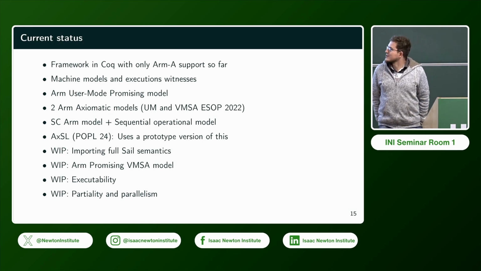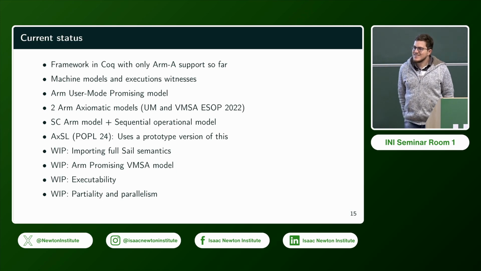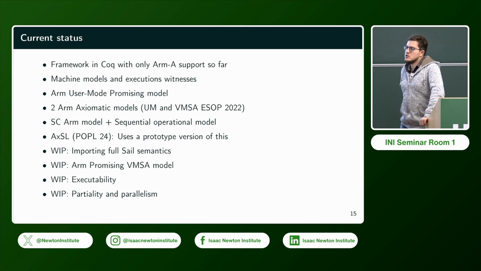And then we have a third, sequentially consistent model that is wrong but useful for testing and smoke proving. It's smoke testing but with proofs. And a sequential operational model that is here to illustrate how to write a straightforward operational model by just interpreting all the effects trivially on a sequential flat state. So Axel, which is a program logic over a weak memory model that came out at POPL 24, uses a prototype of this framework, but we haven't rebased it on the recent version.